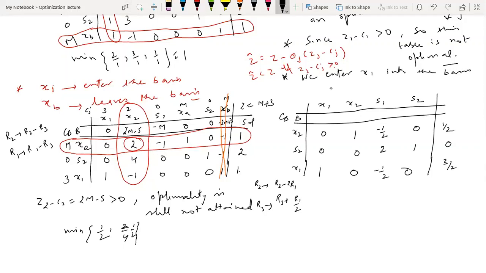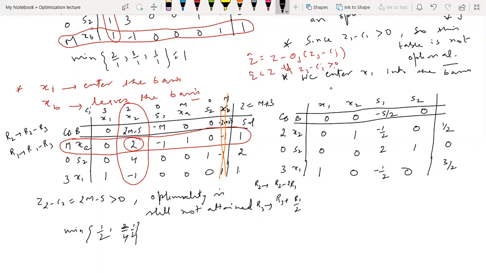So what is the cost of these basic variables? For x2 it is 2, for s2 it is 0, and for x1 it is 3. So again we calculate zj minus cj. So it is 0, 0, 0, and for this one it is minus 1, minus 1, and minus 2 by 2 minus 3 by 2 is minus 5 by 2.